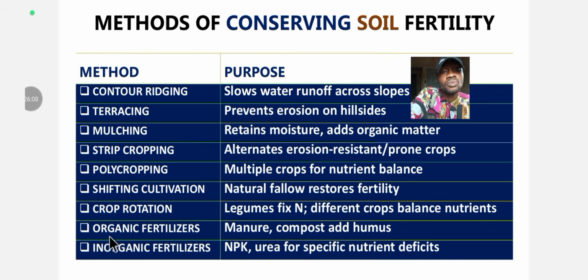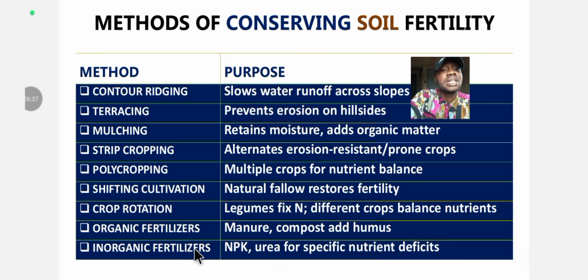So you also have organic fertilizers. Using organic fertilizers, manure, compost, and adding humus replenishes the lost minerals or nutrients in the soil. Remember, organic fertilizers are like manure and compost manure. They add to humus to increase the soil nutrient content.